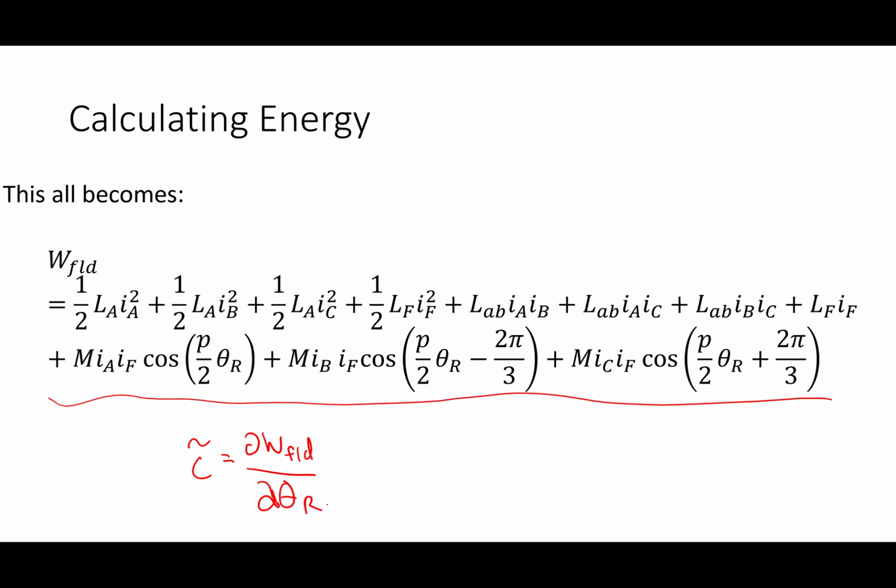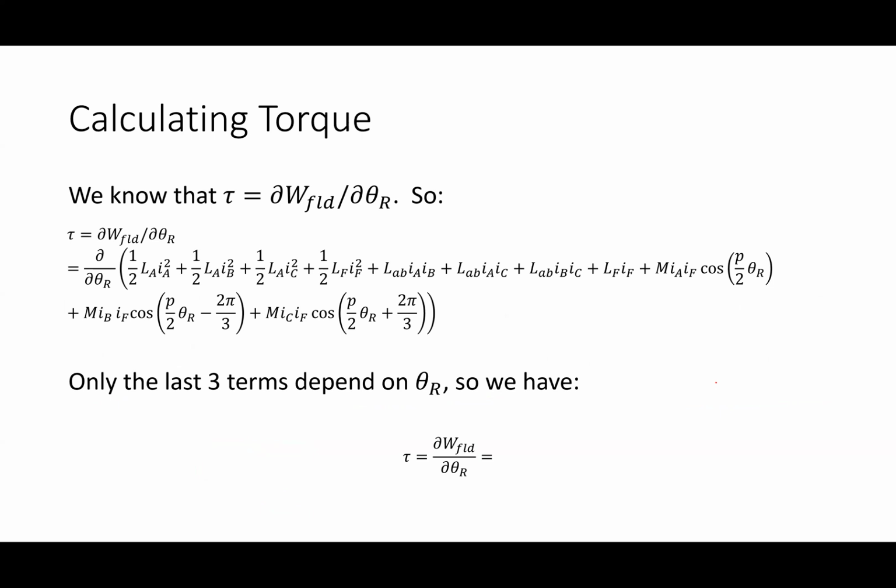If I look at these terms, this one, this one, this one, this one, this one, this one, this one, this one. Do any of the terms that I just marked depend on theta? No, none of them do. So the only ones that do are these three. So when I take the derivative, those three are the ones that ultimately matter.